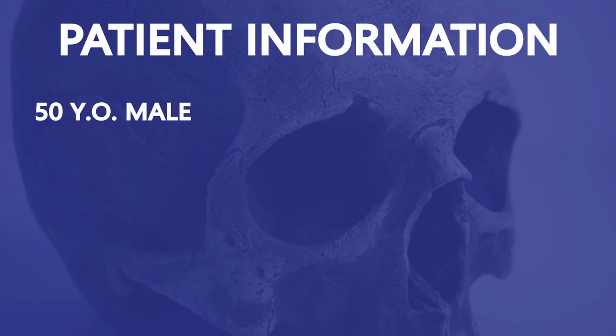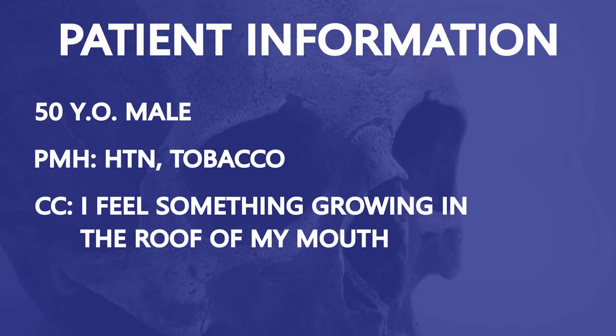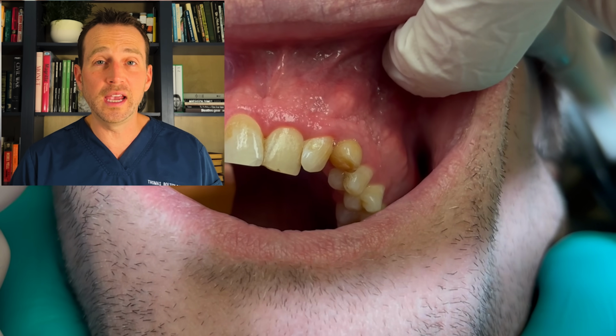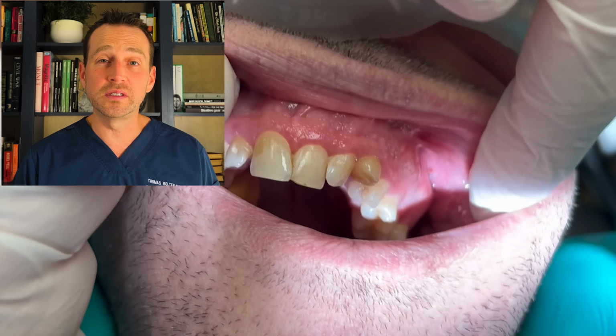Today we're removing an enormous cyst in the maxilla. This patient is a 50-year-old male who feels like there's something expanding in the roof of his mouth. He has a retained primary canine and maxillary exostosis bilaterally.